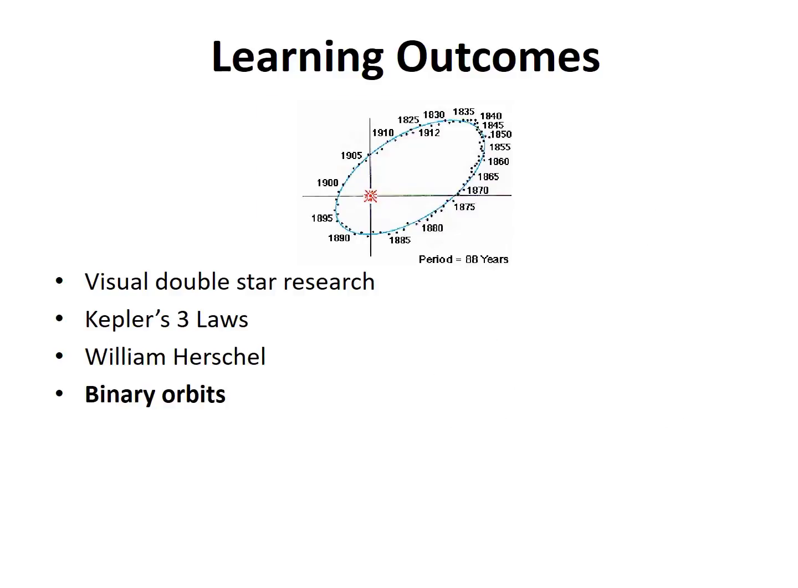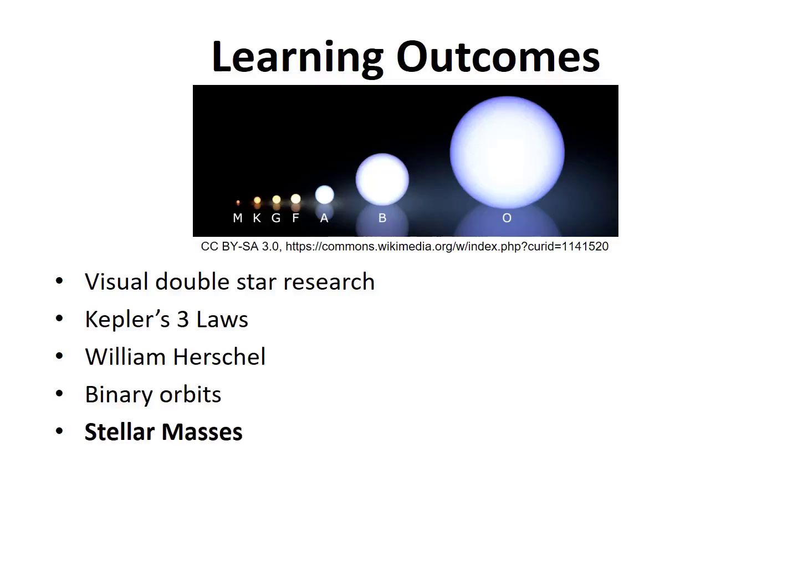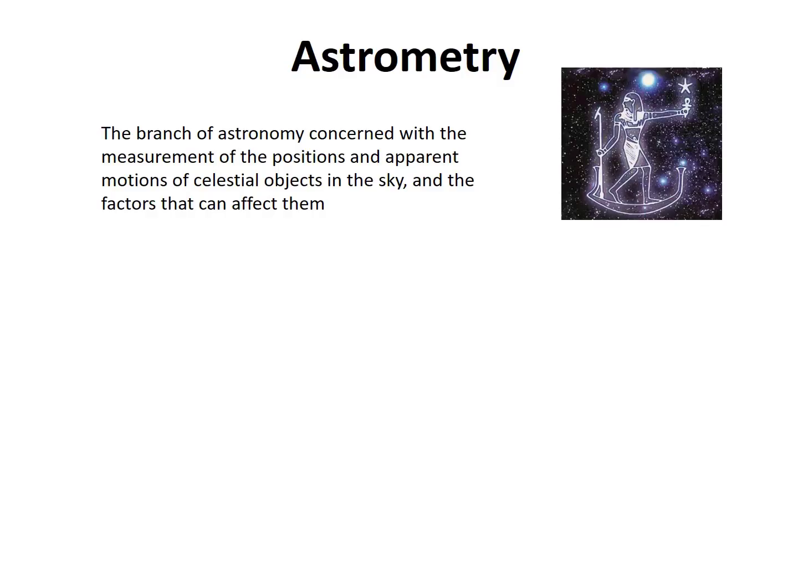Observations of binary stars over decades or centuries can lead to the establishment of their orbits. Reduction and analysis of these orbits can lead in turn to determining the most important stellar parameter of all, the masses of stars. Astrometry is the branch of astronomy concerned with the measurement of the positions and apparent motions of celestial objects in the sky and the factors that can affect them.